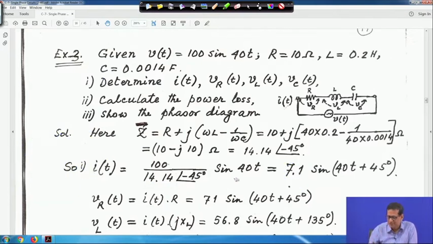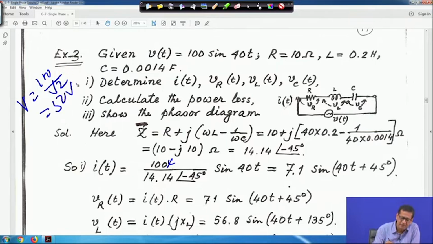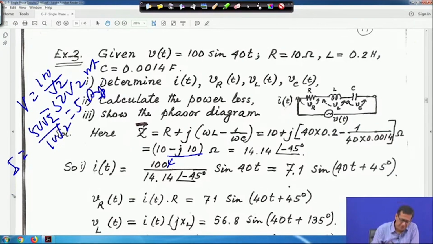So, whenever you make your phasor quantity, for example, this is my voltage, this is a maximum voltage, right. If you take the RMS value, it will be 100 by root 2, that is 50 root 2 volt, and impedance is 10 root 2, I told you 10 minus J 10 is 10 root 2. Therefore, my current will be 50 root 2 by 10 root 2 is equal to 5 ampere. This is my RMS value of the current. If you multiply by root 2, it will be 7.07. Now, let me clear it.